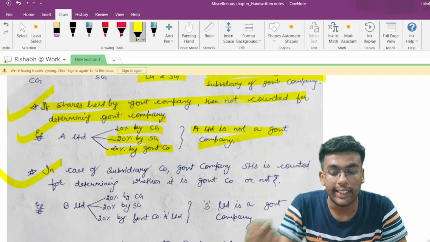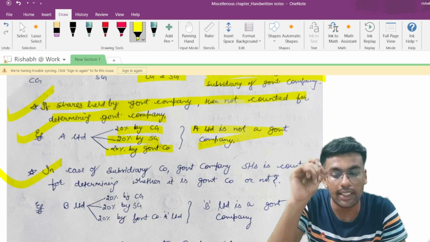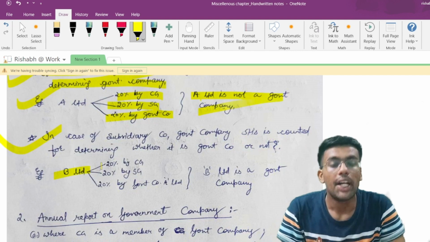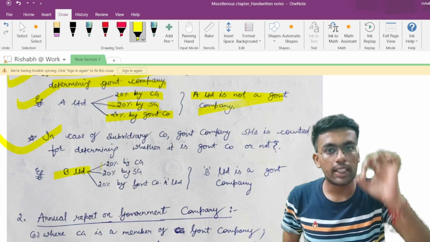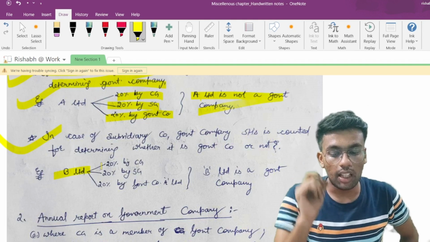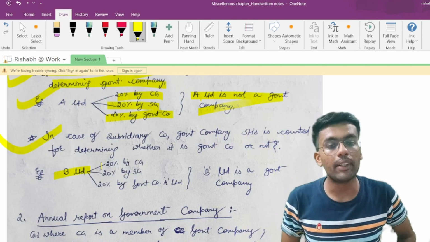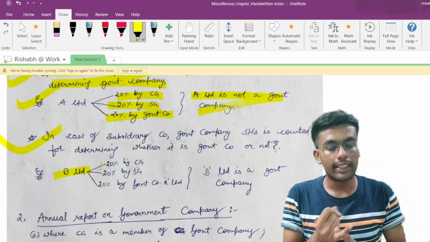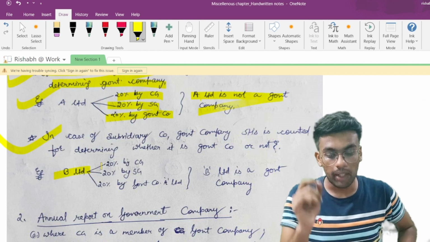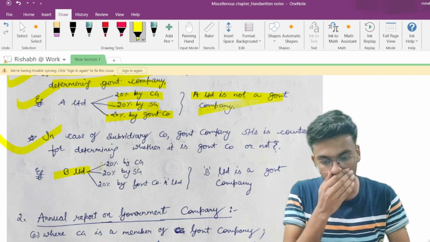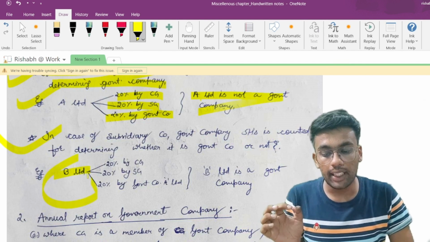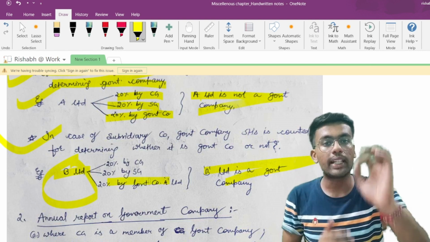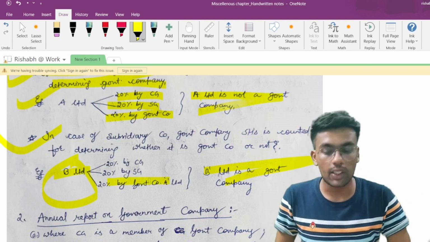In the next point, in case of a subsidiary company, government company shareholding is counted for determining whether it is a government company or not. For example, B Limited: 20% is held by central government, 20% by state government, and 20% by a government company, which is A Limited. That means of the total 100%, 20% is by state government, 20% by central government, and 20% by A Limited, which is a government company. Then B Limited is a subsidiary of A Limited. Therefore, B Limited is a government company, and A Limited's shareholding would be counted while determining whether B Limited is a government company or not.